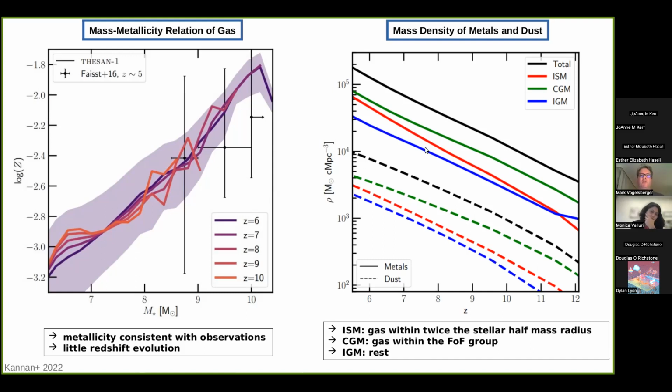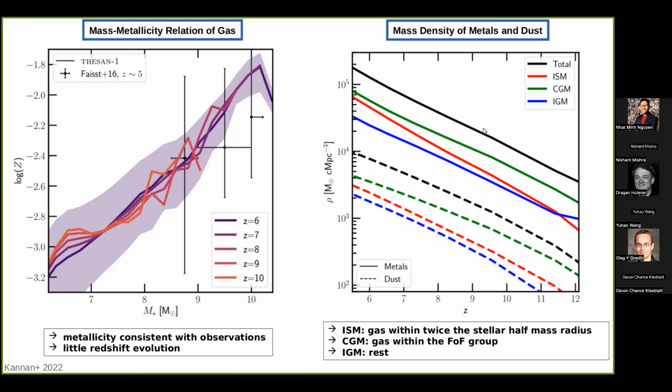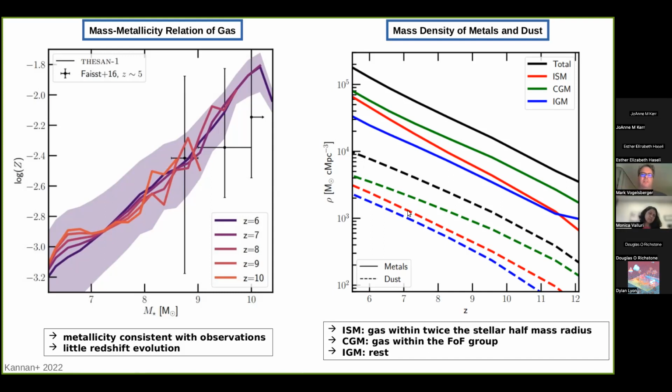And then you can also make, for example, predictions of these metals and also the dust component in the various phases of galaxies. This is shown here on the right, splitting the gas phase metallicities and the dust component into a total component, then IGM, CGM, and ISM. And you can see that, of course, the dashed line here is the dust component. It's significantly less dust than the metals, but in some of these phases it's still a significant contribution.